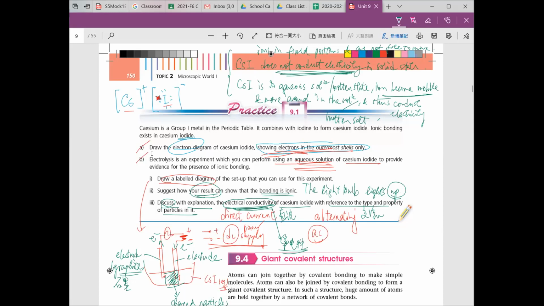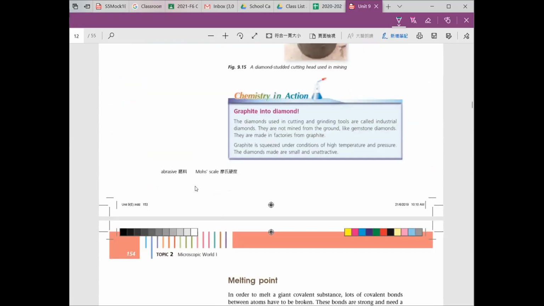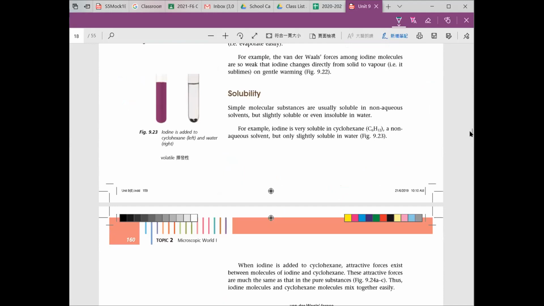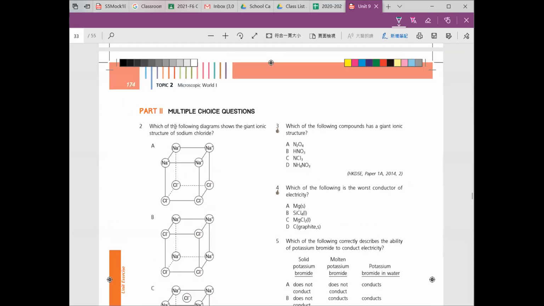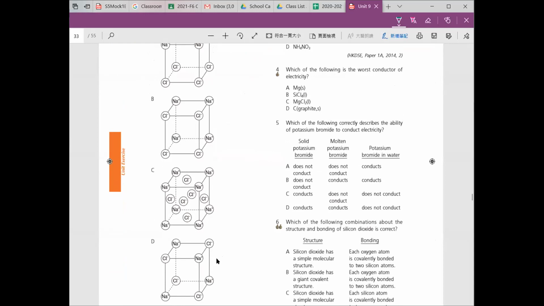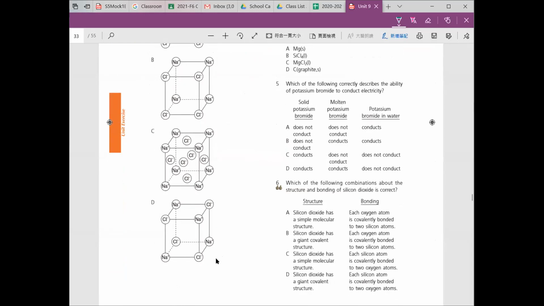For the chapter exercise, here come MC questions 2 and 3. You may do part of them together. Question 2 shows the giant ionic structure of sodium chloride. It is easy, right? Which one seems to be a better example? A, B, C, D? D. Agree? Yes, it's D.